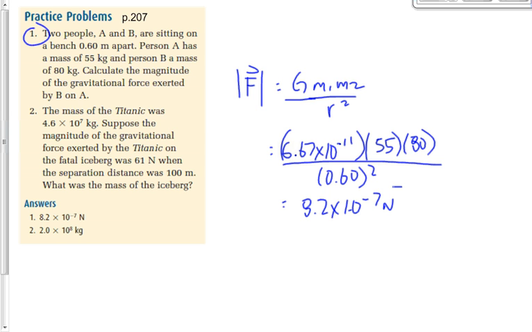So here's the force of B on A. That's also the force of A on B. The magnitude, at least. The magnitude. The direction, opposite direction. Okay, same magnitude. Let's put that in different terms here.